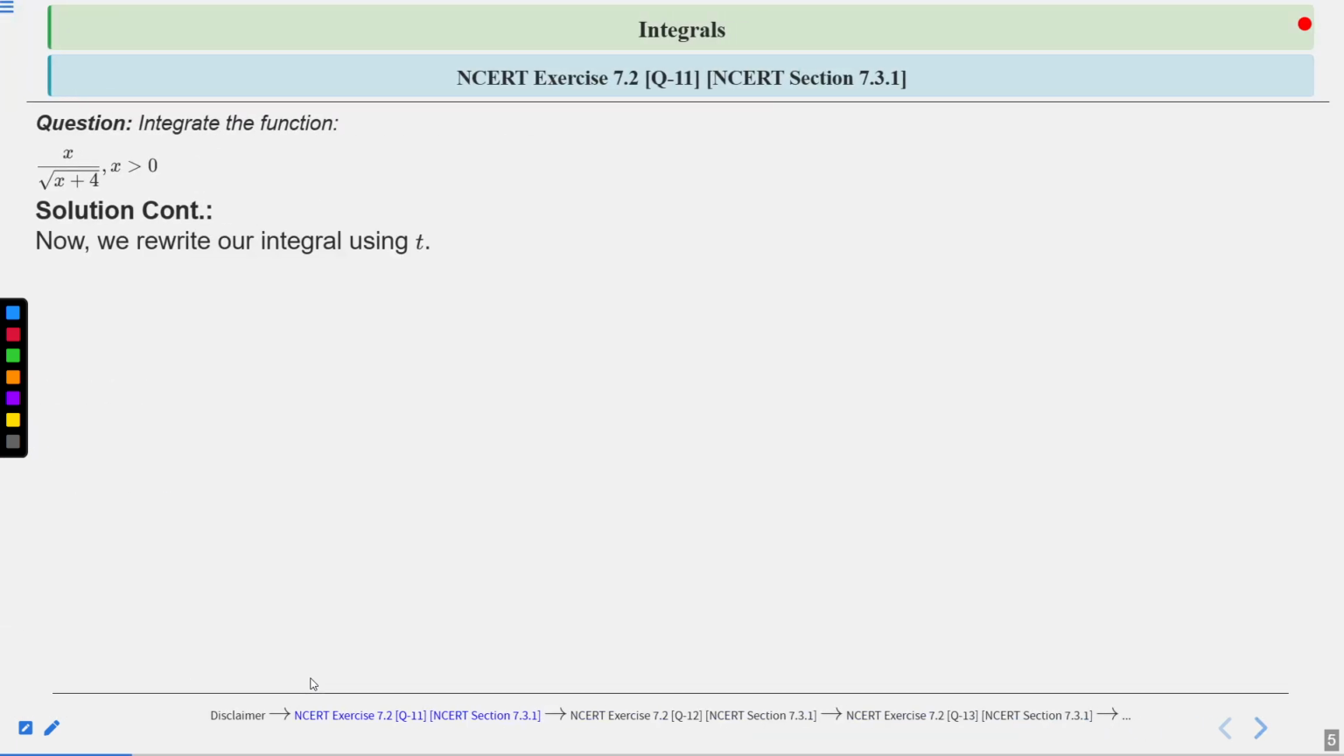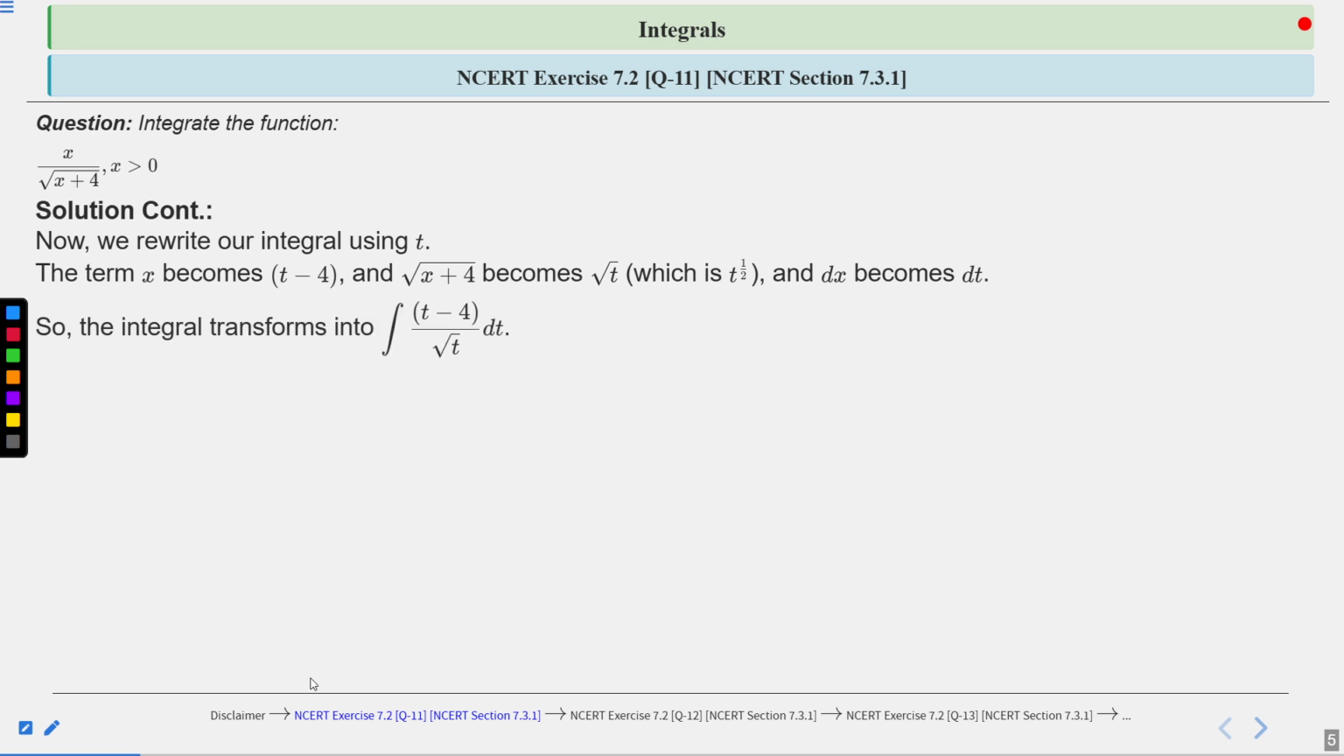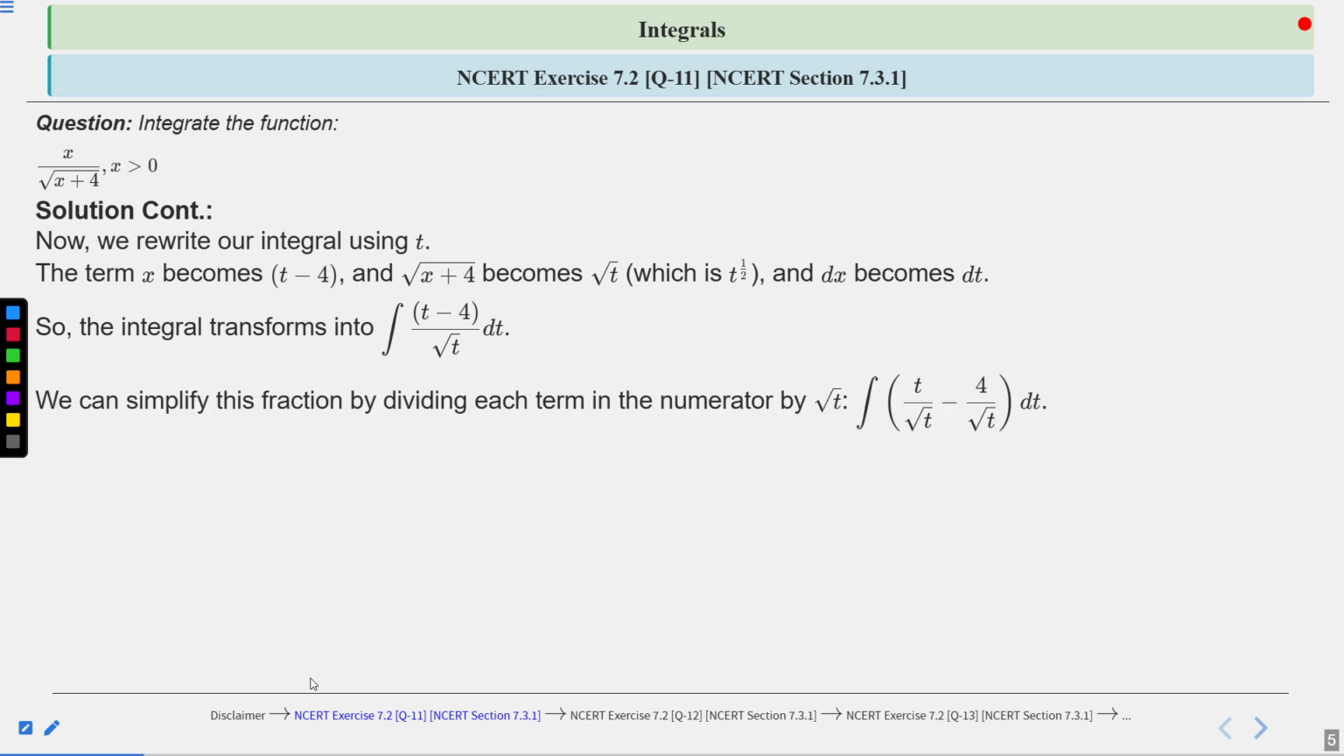Now we rewrite our integral using t. The term x becomes t minus 4, and root over x plus 4 becomes root t, which is t to the power 1 by 2, and dx becomes dt. So the integral transforms into integration of t minus 4 upon root t dt.